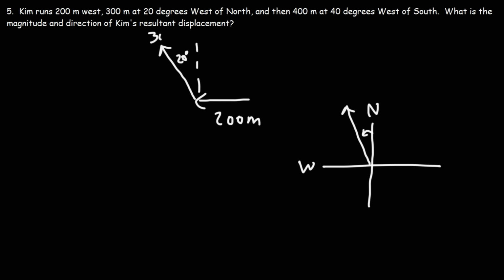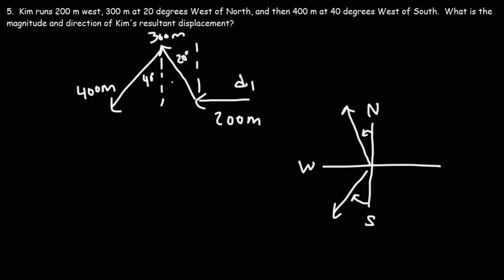And she travels 300 meters in that direction. And then she's going to go 400 meters at 40 degrees west of south. So here's south. We need to go west of south. So this would be 40 degrees west of south. And she's traveling 400 meters in that direction. So let's call this the first vector d1, the second one d2, the third one d3.